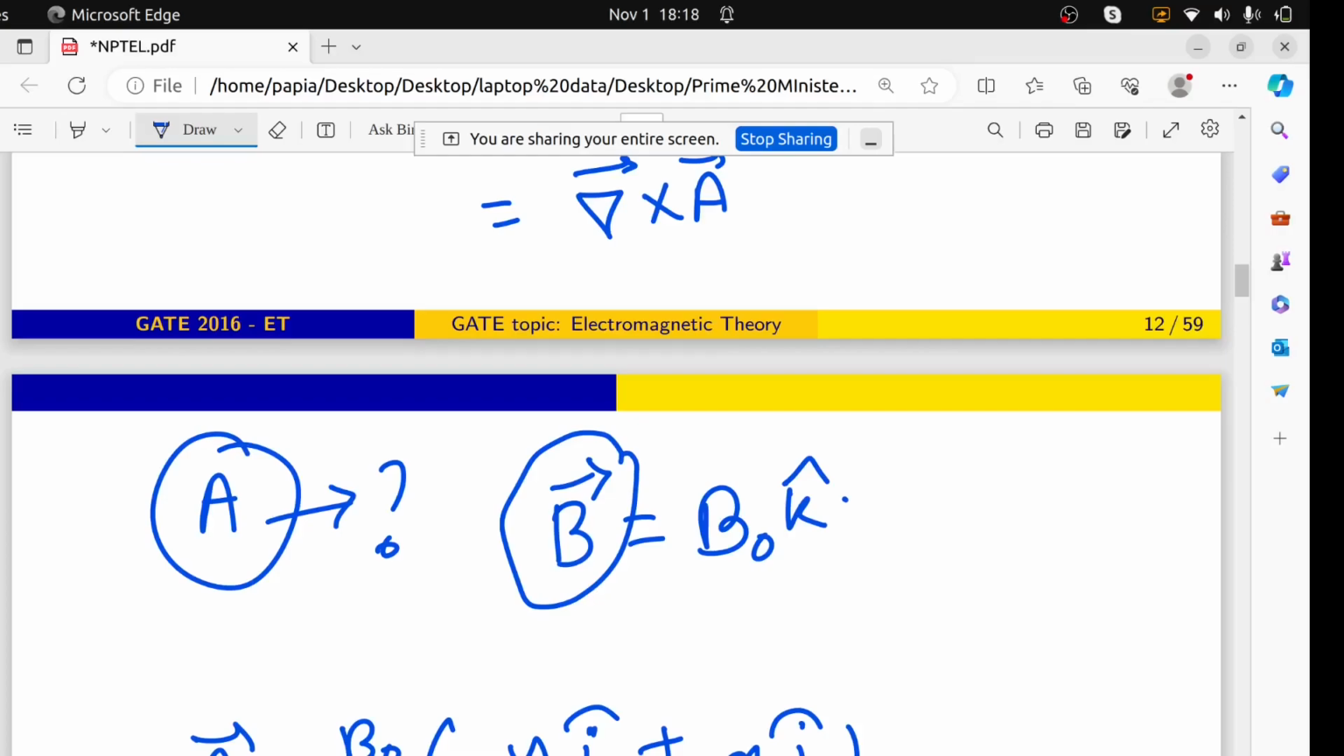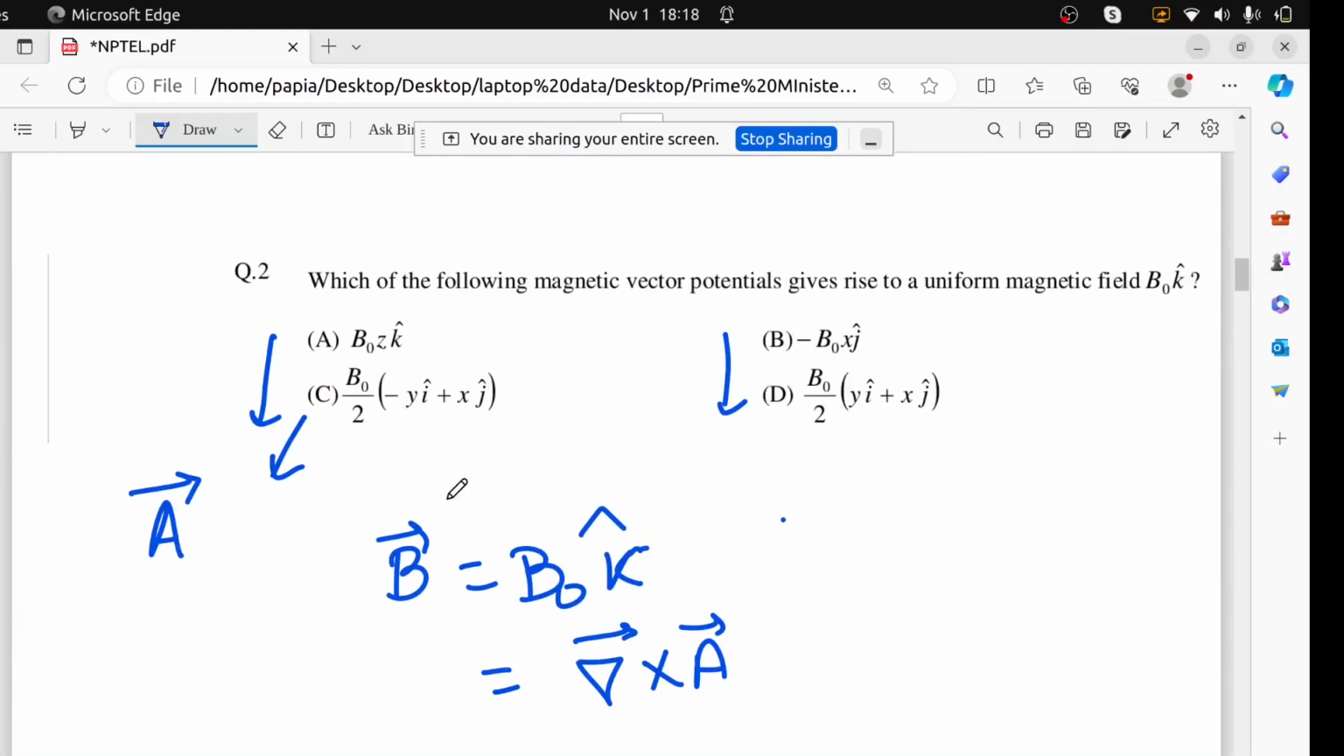Okay, so which one is the correct one? We have already seen the C option is the correct one, which is giving B equals to B0 k cap. Right? So that means C will be the correct one. You can see other options also, A, B, D. These options will not give B as B0 k cap.